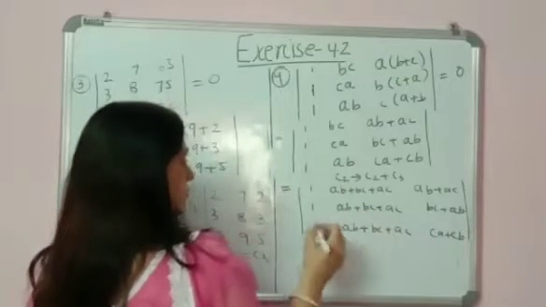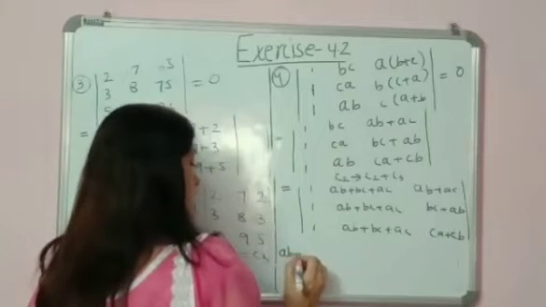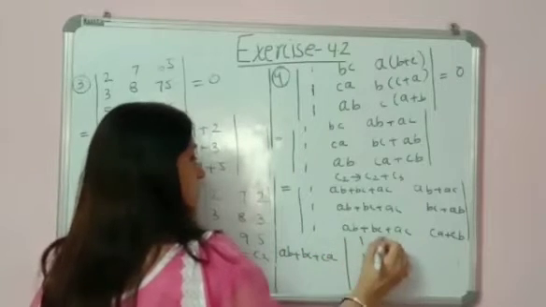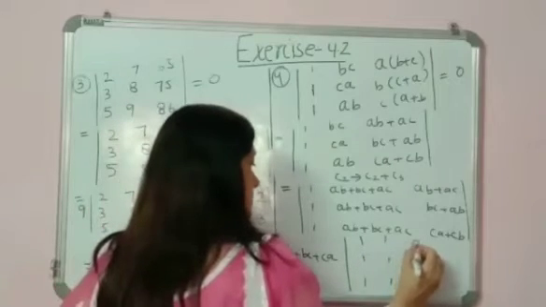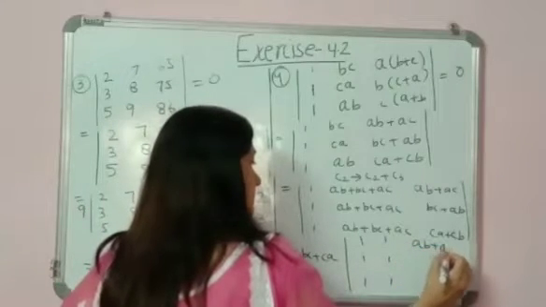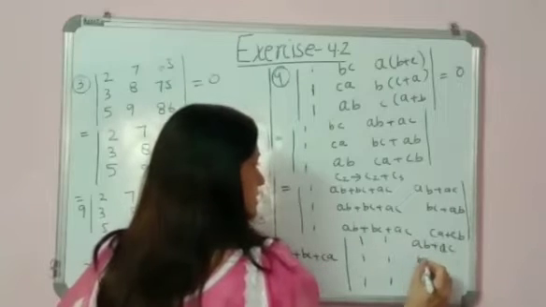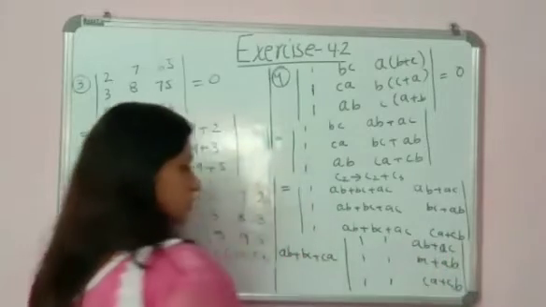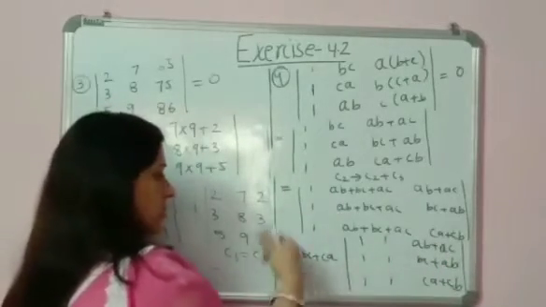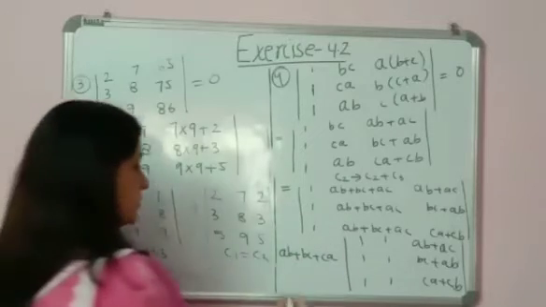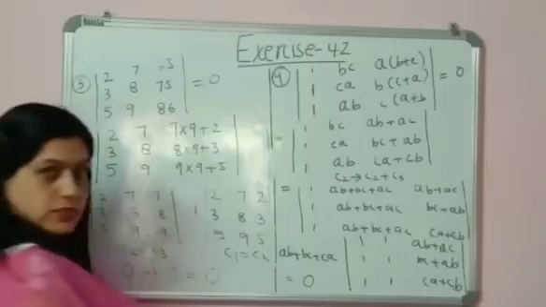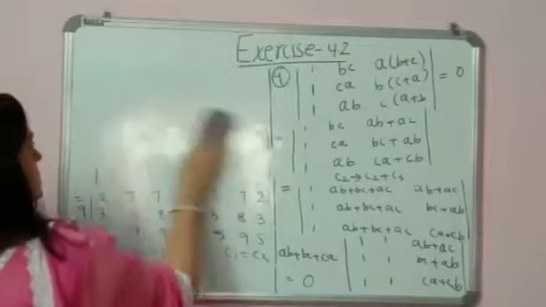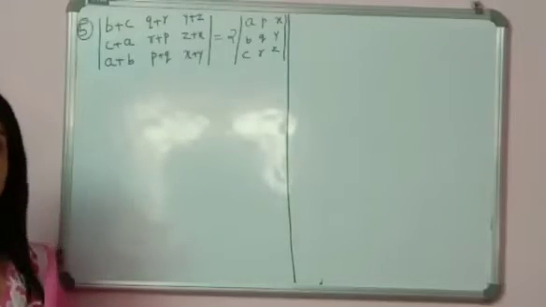Now if you take out common from this C2, AB plus BC plus CA, you will get 1, 1, 1, 1, 1, 1 and same AB plus AC, BC plus AB and CA plus CB. Okay. So now as these two columns are identical, so the whole determinant will equal to 0. So it is equal to 0. Hence proved. Okay. Is it clear to you all? Yes. Good. Okay. Now come to question number 5.